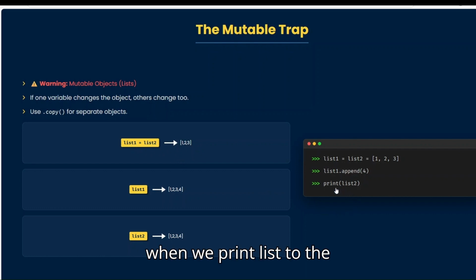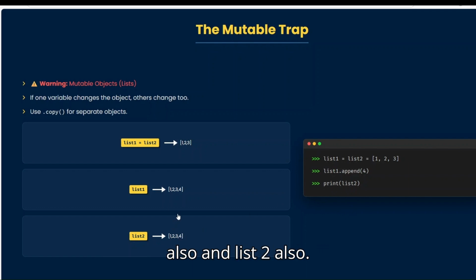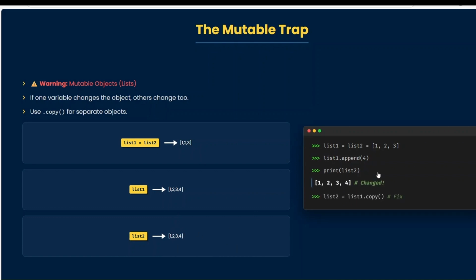Because of this, when we print list 2, list 2 will also have the same element added as list 1. You can see the output has 1, 2, 3, 4.